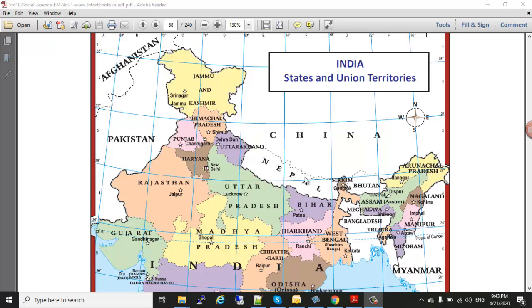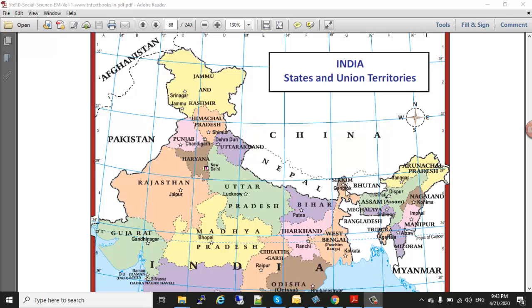This boundary is Nepal's boundary, and this is the boundary of India. Till this point you will get your map as a boundary outline. And you have Sikkim here, a very small state. You can see Sikkim, a beautiful state. And next to Sikkim you have Bhutan.